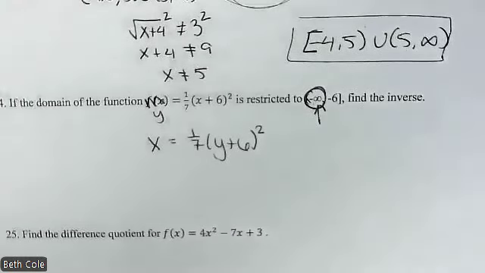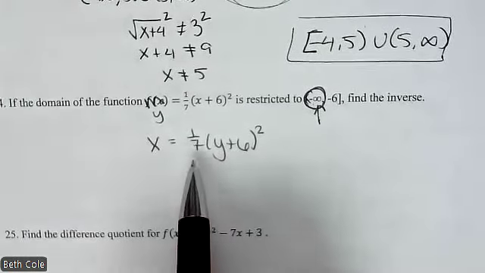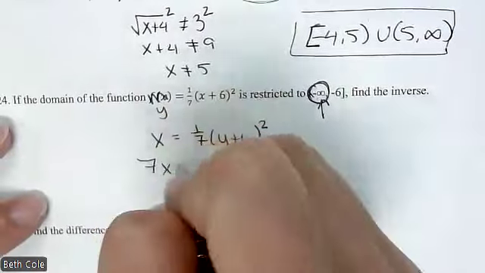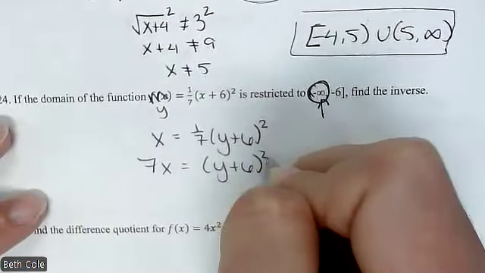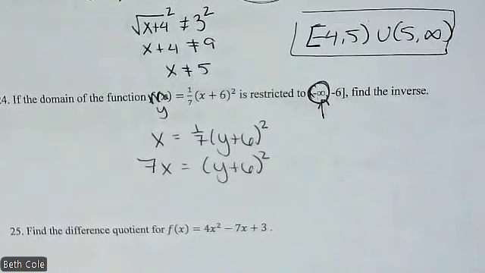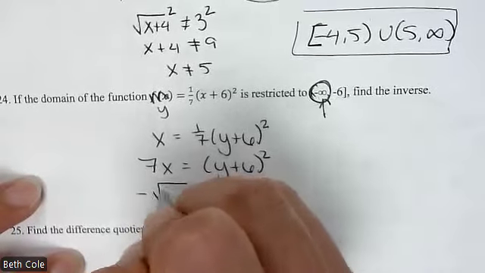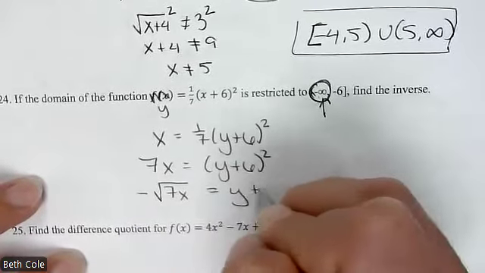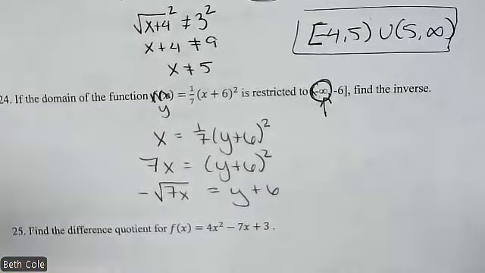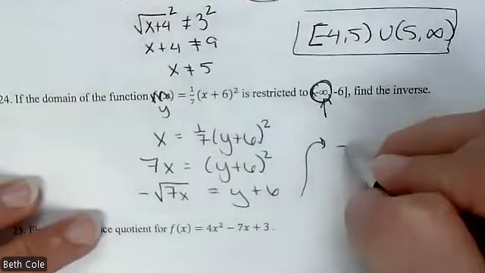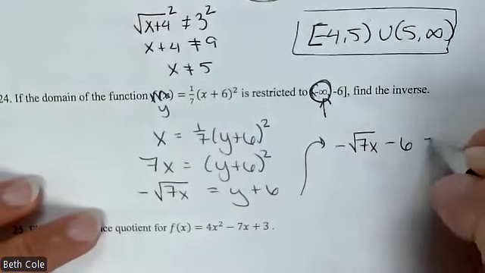Thank you. All right, so what's our first step here? Multiply by 7. So 7x equals all of this. And then square root, and you're going to choose negative. You don't put plus and minus, you're just making a choice. And then what's your last step? Yeah, -6.